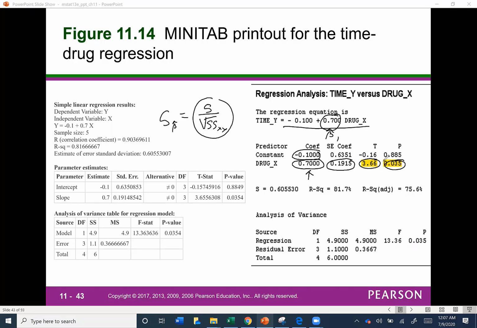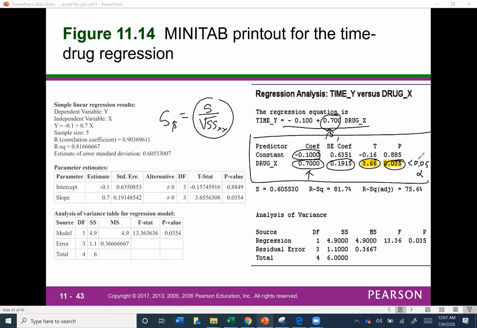Because this p-value is smaller than alpha, smaller than 0.05, that is alpha, then we reject the null. Because the p-value is smaller than alpha, my evidence falls far away from the center. We can obtain the same conclusion from the printout.